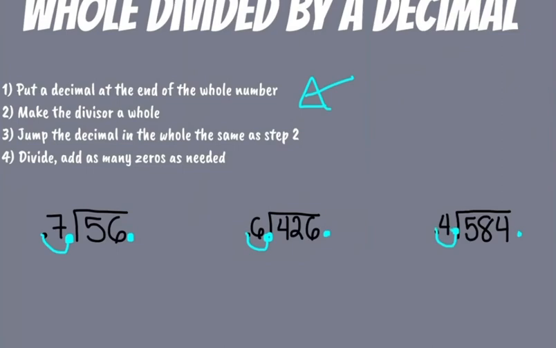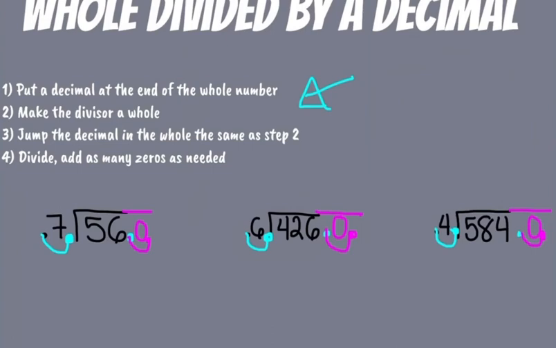And then step 3 is however many places you jumped the decimal in the divisor, the number outside the house, you have to jump the decimal in the dividend the same amount. So you're going to jump this over one time. You don't have anything here, so you have to put a 0 as a placeholder. Same thing in the others: nothing there, so you put a 0 as a placeholder, and now you just divide.